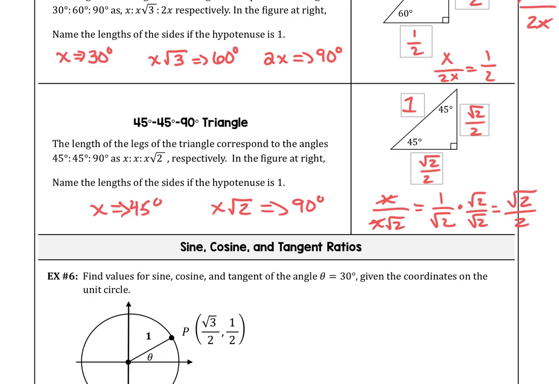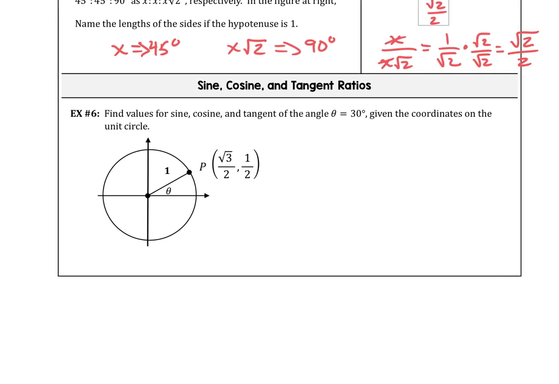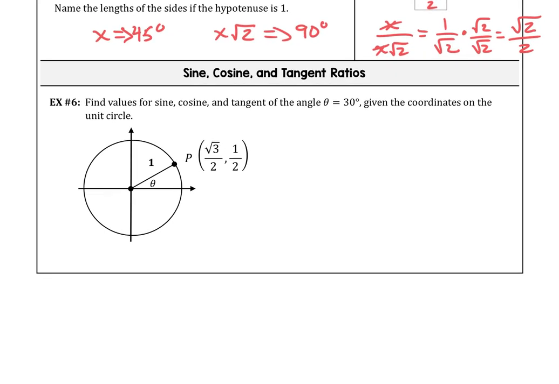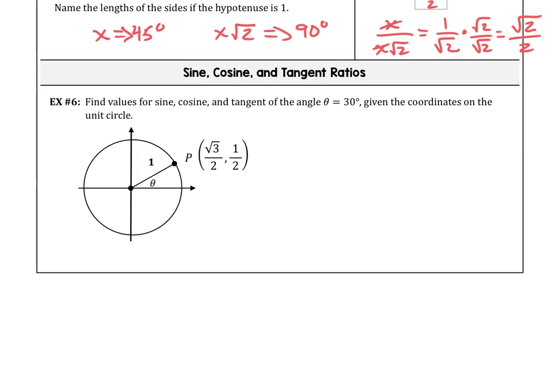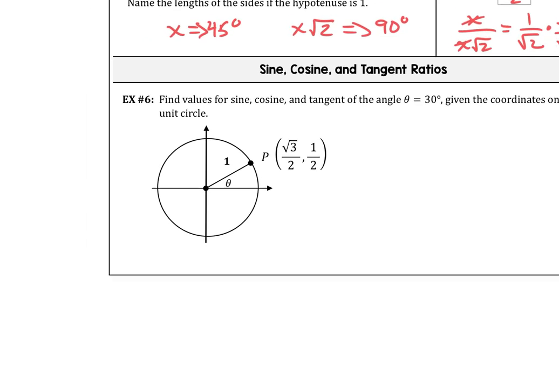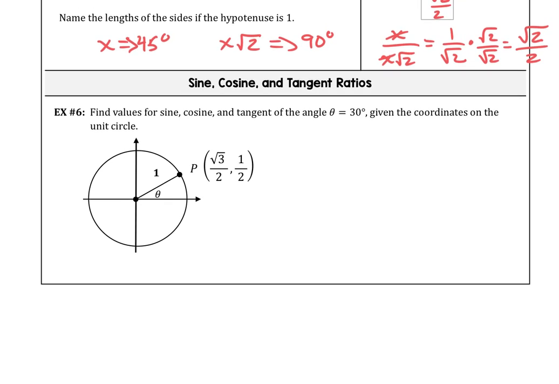Okay, so let's look at example 6 here. We want to find the values for sine, cosine, and tangent of the angle theta, which is equal to 30 degrees, given the coordinates on the unit circle. So here's the key. For this, you notice the radius is 1. If we're trying to figure these out, sine of theta, remember we said, was y over r. Well, if the radius is 1, we're just going to take the y coordinate, which is 1/2, and divide it by 1, which is just 1/2. So the sine of 30 degrees is 1/2.